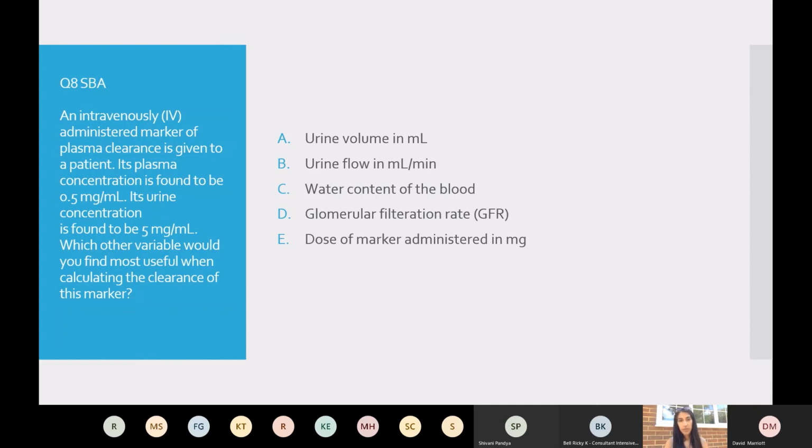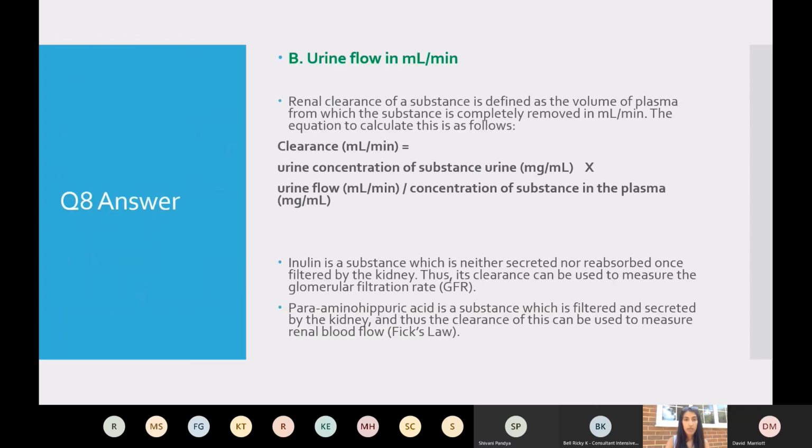Yes, we've got quite a few people saying urine flow or GFR. Those are the most common answers. So this is all to do with renal clearance in this calculation. The answer is B, urine flow in mils per minute. The renal clearance of a substance is defined as the volume of plasma from which the substance is completely removed. The equation to calculate this is clearance, in mils per min, equals urine concentration of the substance times urine flow, over the plasma concentration of the substance. In the last question we had two of those, so we were just missing the urine flow. So it's all to do with recognizing this equation.